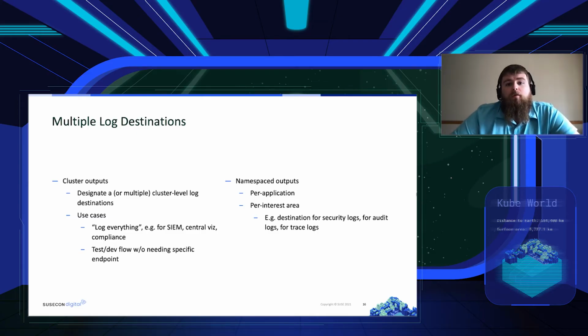Generally, this goes well with applications who log that type of traffic to different log files. So if your application is able to separate out trace logs and security logs and audit logs, you can set up multiple outputs to receive those types of traffic at different endpoints.